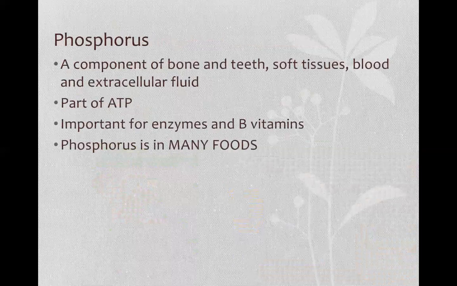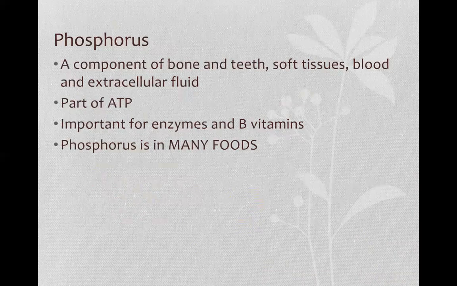Next, phosphorus. So phosphorus is actually in so many things in the body. You guys have heard phosphorus before. You might not have realized it yet. It is involved in bone and teeth, and it's the second most abundant mineral in the body. About 85% is found in the bones and teeth.